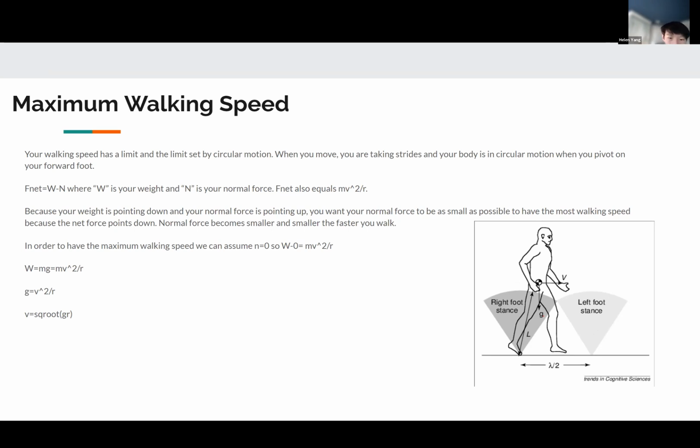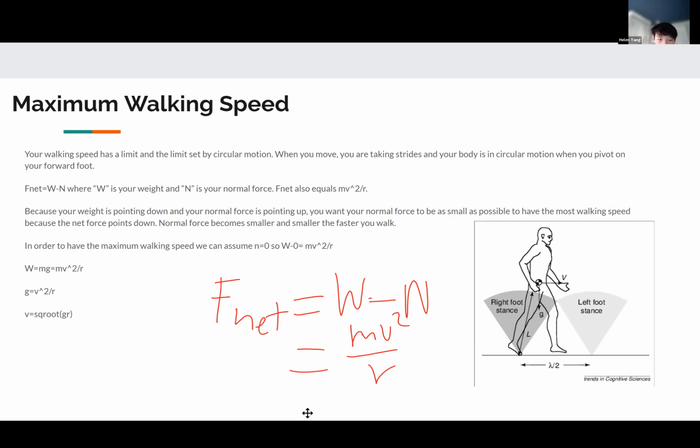The forces that are acting on you when you're walking are your weight and your normal force. So it's W, weight, minus the normal force. And your net force is also equal to, since it's in a circular motion, mv squared divided by r. Because your weight is pointing down and your normal force is pointing up, you want your normal force to be as small as possible to have the most walking speed, because in a circular motion, the net force is always pointing to the center, and in this case, the center is going down.